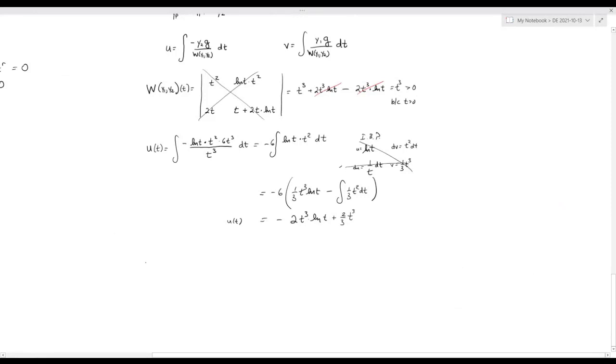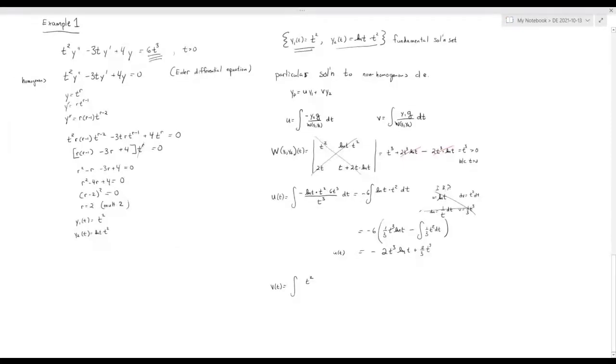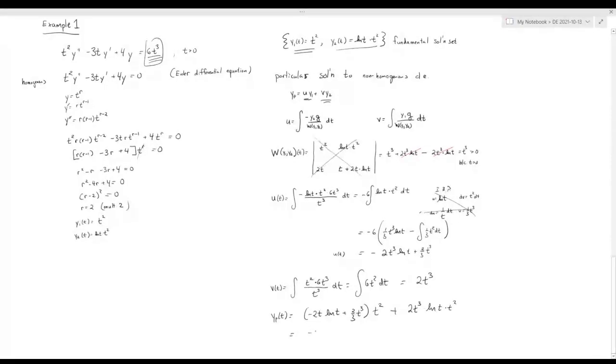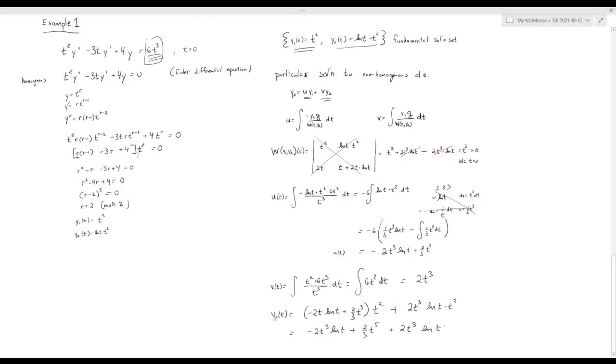We also need to find v, the antiderivative of y1, which is t squared, times g, the right-hand side, divided by the Wronskian, t cubed. Okay, so that's our antiderivative up to a constant. All right, so now we can write down the particular solution, which is u times y1 plus v times y2. We'll go ahead and simplify this. Apparently, that's a good particular solution.